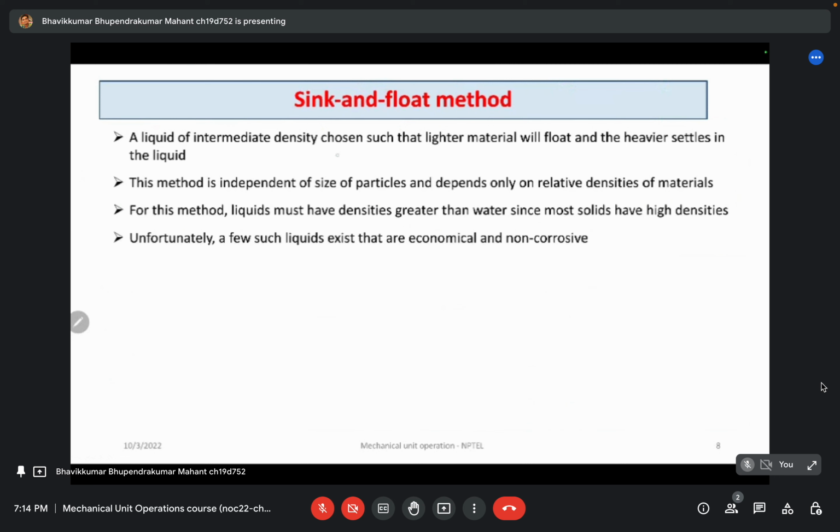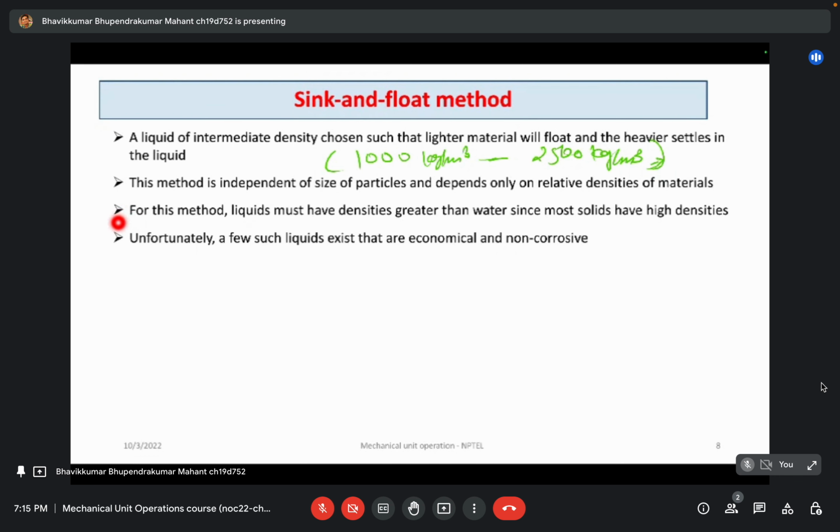Suppose we have two different solids. One has a density of 1000 kilograms per meter cube, and another has a density of 2500 kilograms per meter cube. So we will choose a liquid which has a density in between 1000 and 2500 kilograms per meter cube. This is the way the sink and float method can be used. This method is independent of particle size and depends only on the relative densities of materials. Here we only consider the relative densities. We don't have to worry about the size of the particles.